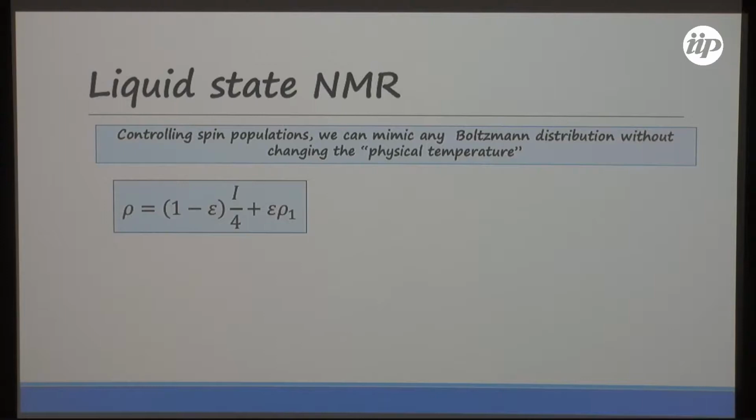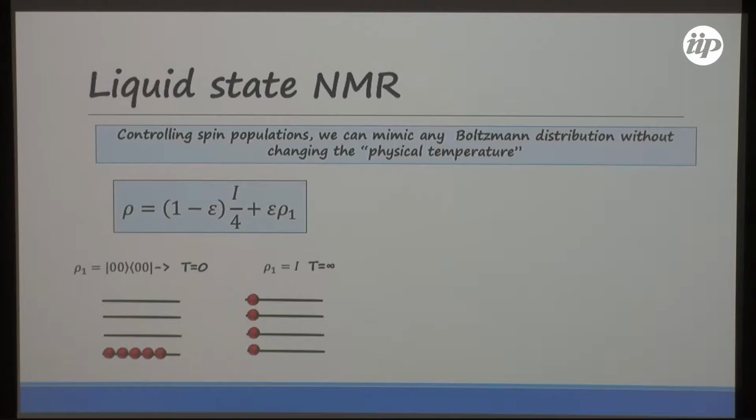So, controlling populations. We have a general state like that for NMR. By controlling the population, you can manipulate the state as you want. One thing you can do is create a state like that, which is equivalent to an example with temperature T equals 0. But we can also manipulate the system so that it is like this, which is equivalent to a system with infinite temperature.